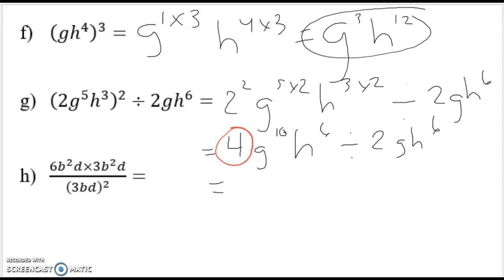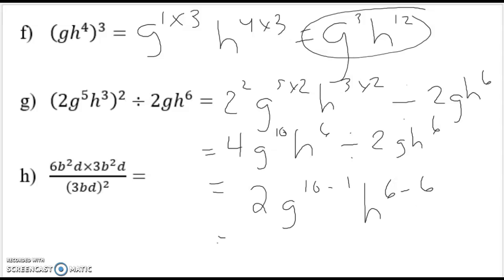So now we're going to have 4 divided by 2 gives us 2. And then we have G, 10 minus 1, because this one, there's nothing there, so it's just a 1. And then we're going to have our H, and our H is 6 minus 6. Ooh, that's interesting. 6 minus 6.